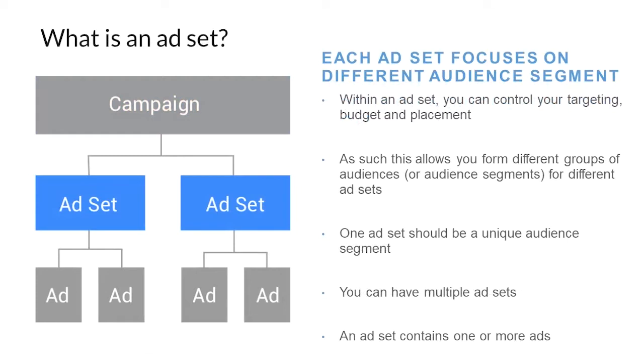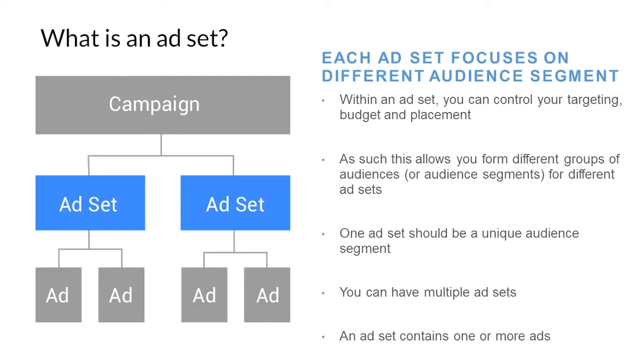At the ad set level, you control the targeting, budgeting, and placement. You can select which audience you want to target, at what budget you will run the ad set, and where you want to show your ads. One ad set should have a unique audience segment. If there are two ad sets in your campaign and they have an overlapping audience set, then your ads will compete with each other.